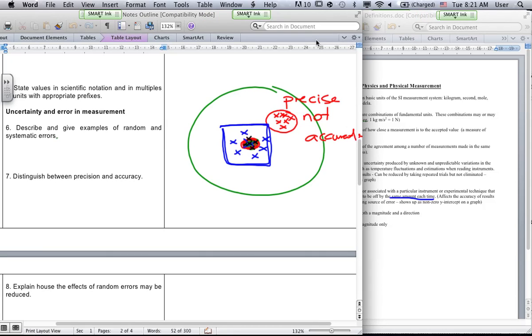Okay, this idea of random error over here, how it can be reduced, is that we take many readings and we find the average of them. And we also look at our experimental technique and we try and minimize those errors by improving our experimental technique. And we will look at that in more detail later.